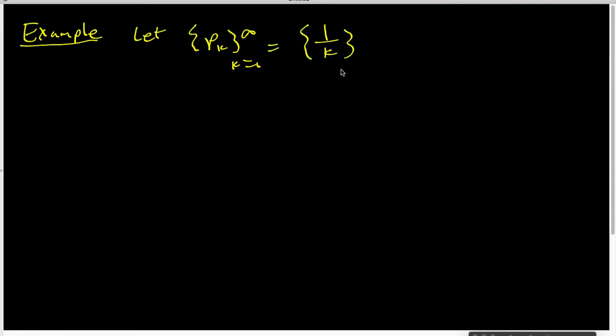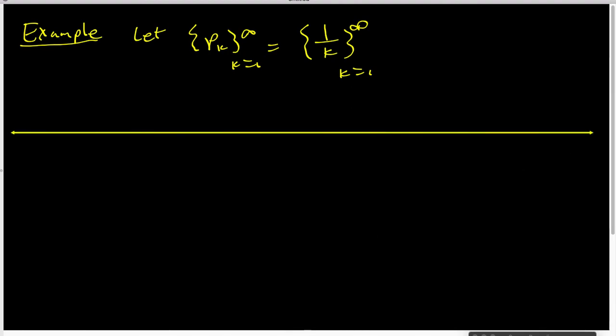And for our example, we're just going to continue to look at the sequence that we were looking at before. We're going to let the sequence of pKs, as k goes from 1 to infinity, be given by 1 over k as k goes from 1 to infinity. And if we want to graph this, we can just graph it on a number line, and I'm going to make a great big number line here. And our number line is going to have 0 here and 1 here.